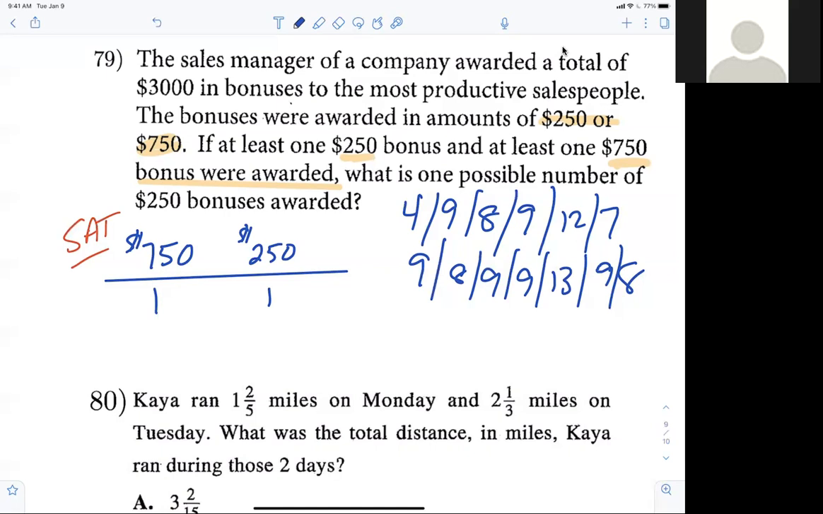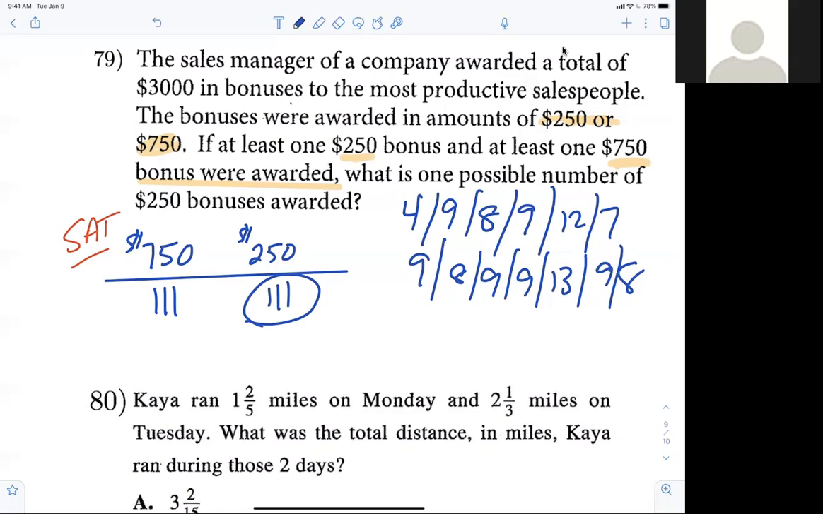I'm just not understanding where some of you are sitting there going, I have no idea. Does everybody understand? 250 plus 750 is what? $1,000. And you have to give away 3,000. So you could say, okay, I'm going to give away 3 of each. But it only asks for what? The 250. So one answer is 3. Does everybody agree?